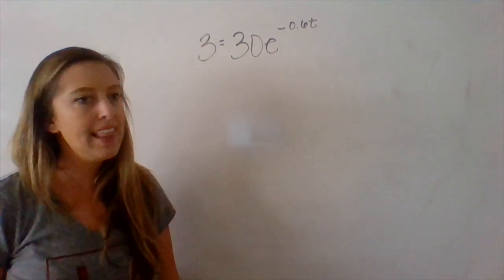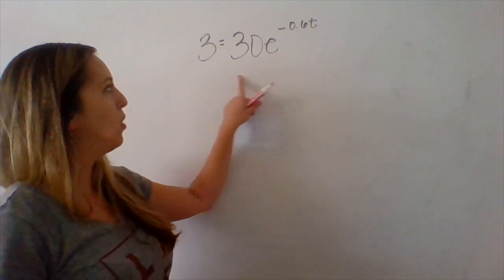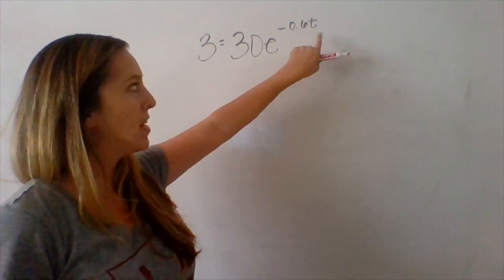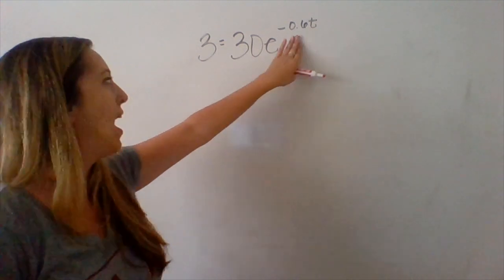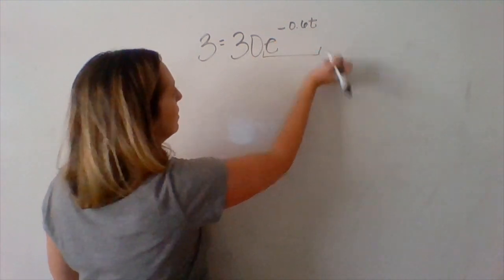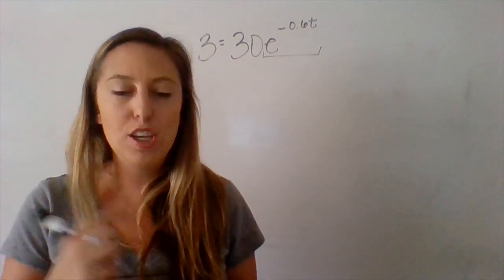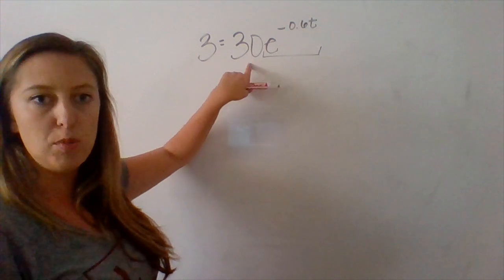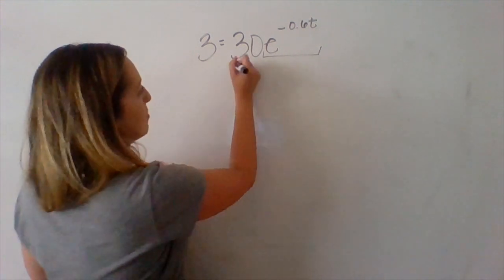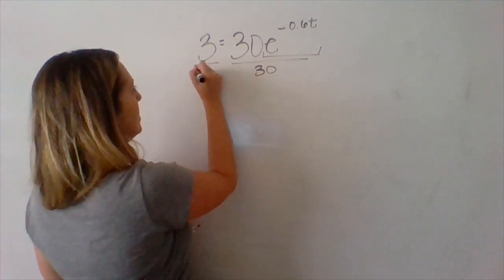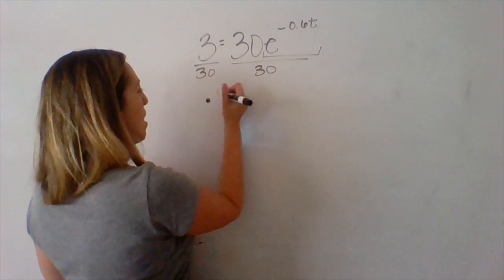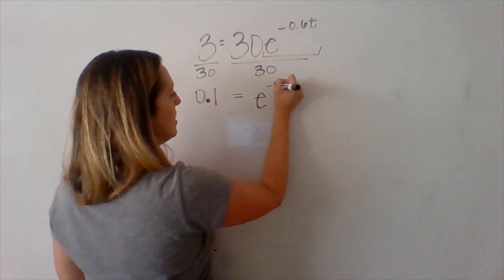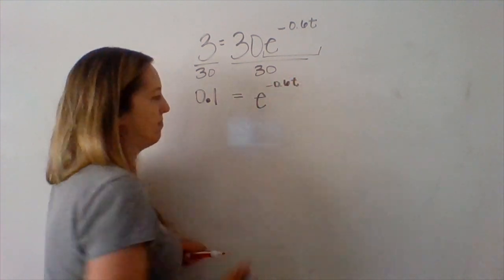Let's try another one. In this one, I am going to look for my base because I know this is an exponential, right? I've got a variable in the exponent. So I want this e to be by itself so that I can use a log to undo that exponent. So I need to undo this 30, which means I'm going to divide by 30 because it's currently being multiplied. And I get 0.1 is equal to e to the negative 0.6t.